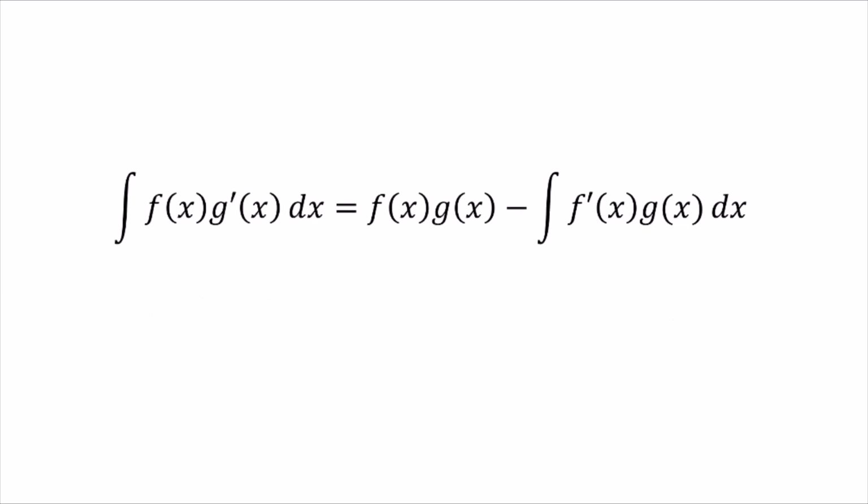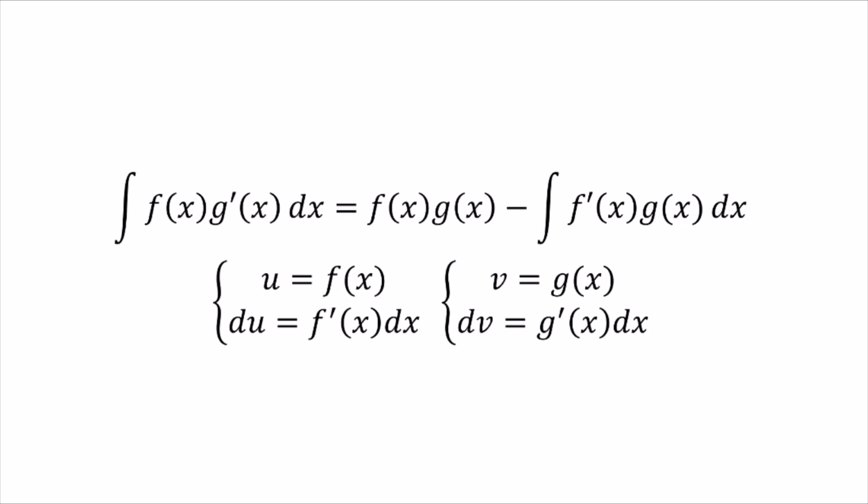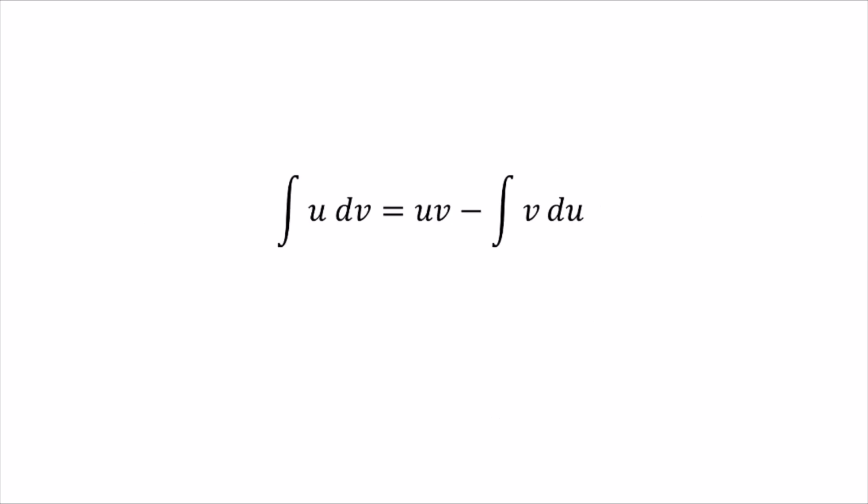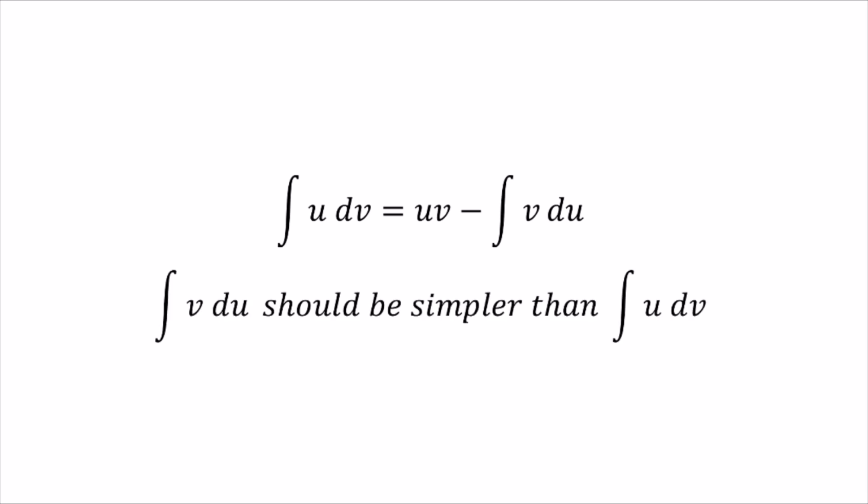Now we substitute u as f(x) where du is the derivative of f(x), and substitute v as g(x) where dv is the derivative of g(x). Now it can be rewritten as the integral of u dv is equal to uv minus the integral of v du. This is the formula for integration by parts. For this to work, the integral of v du should be simpler than u dv, so the resulting integral is easier to compute.